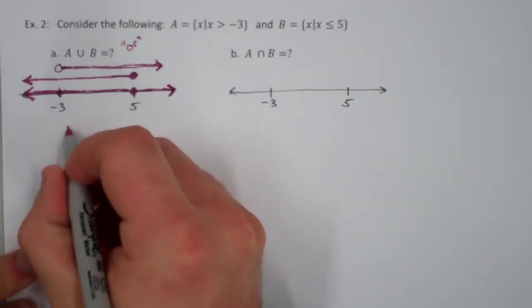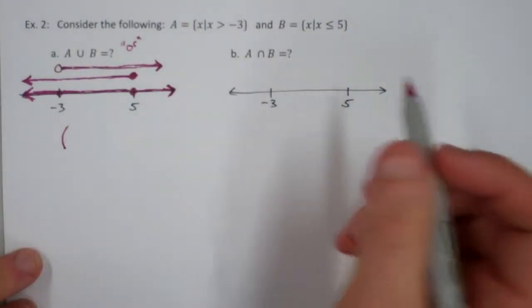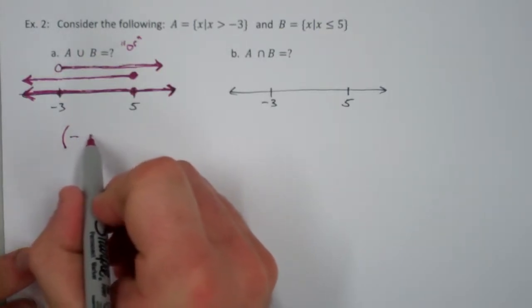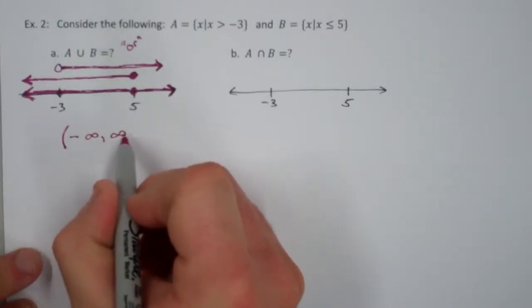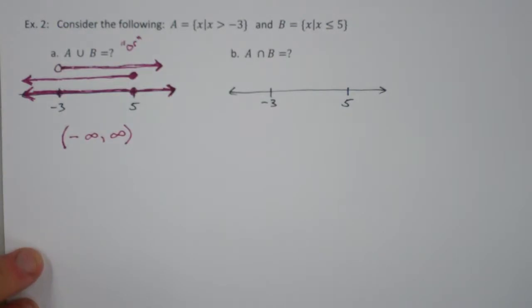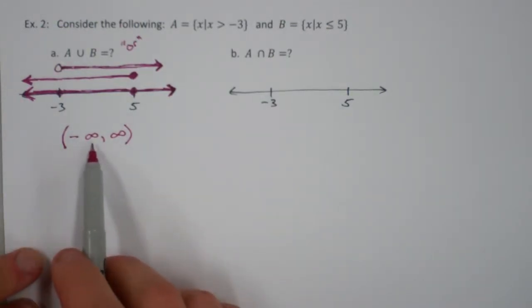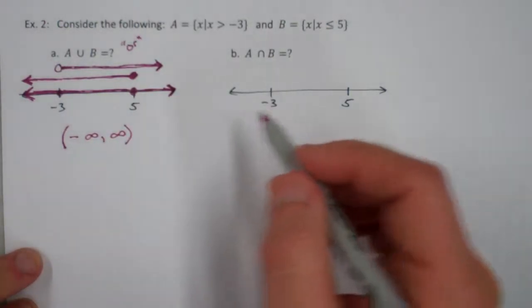To write this in interval notation, we're going to write -infinity to infinity. This is all real numbers. -infinity is the lowest, infinity is the highest.